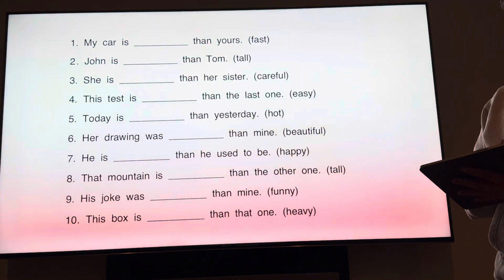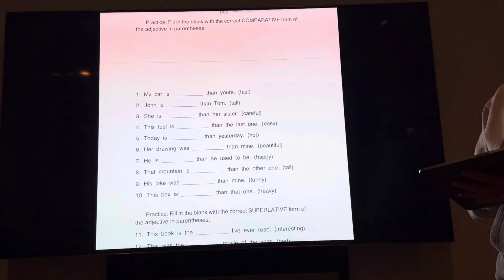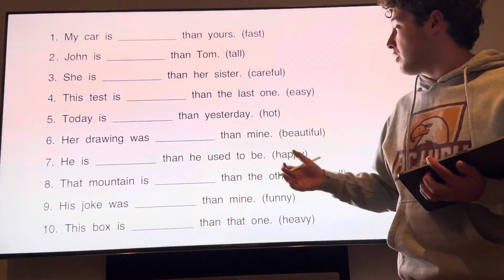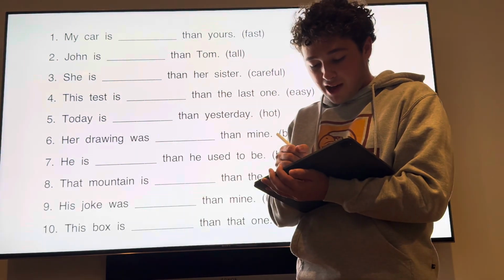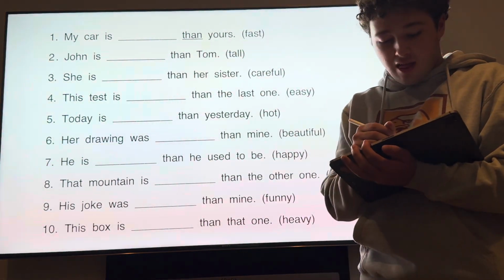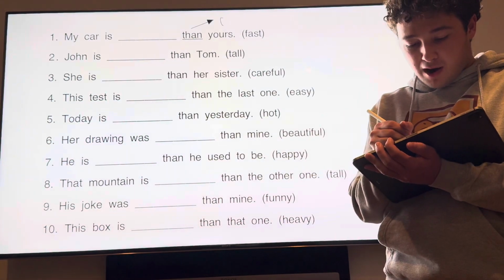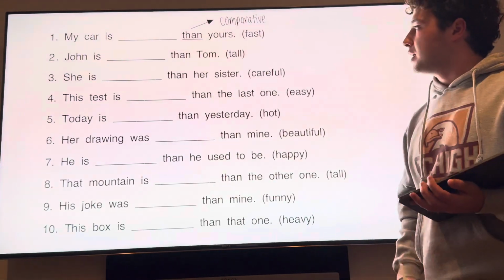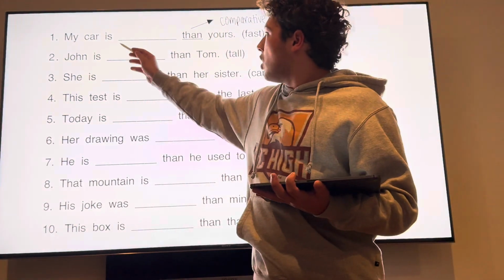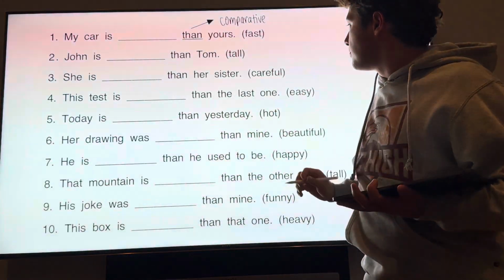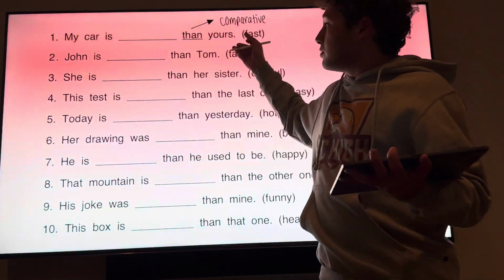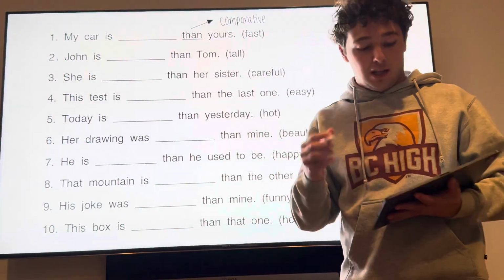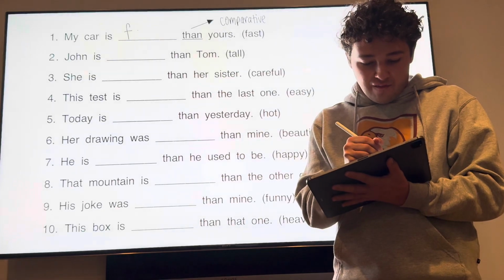So, now that we've done a little bit of practice here, go through these 10 problems. These are comparatives. So these problems will be comparing them. You can tell because of than. When you have the word than, that will tell you that it is comparative. All right, let's do two together. My car is blank than yours. So we have than, so we know it's comparative, and the adjective they give us is fast. Fast is one syllable, so we just add er. Faster.